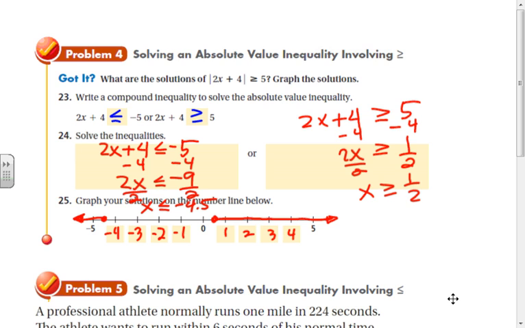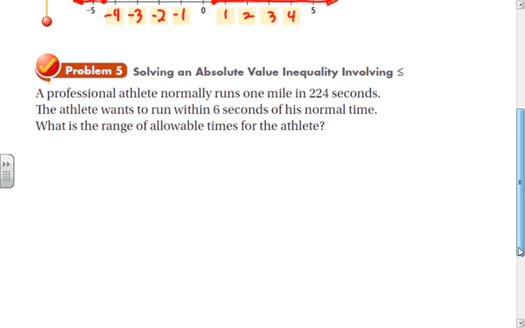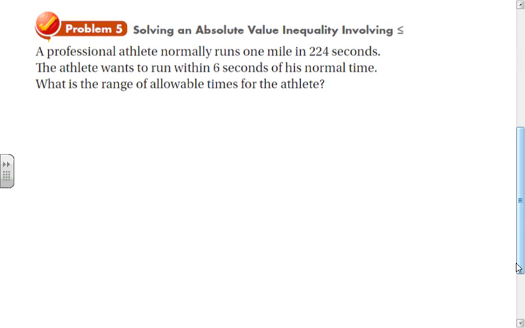All right, here's your solutions. Check those. And this next one is a situation where it's a less than problem. What we're going to do is let t be the time in the race. You can think about this for a moment, but it says the athlete wants to run within 6 seconds of his normal time. What is the range of allowable times for the athlete?